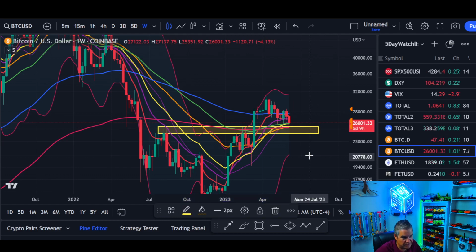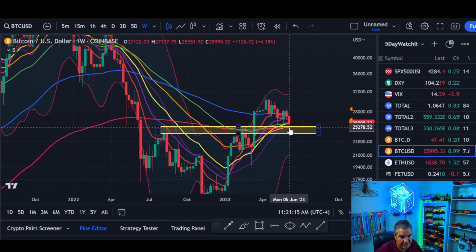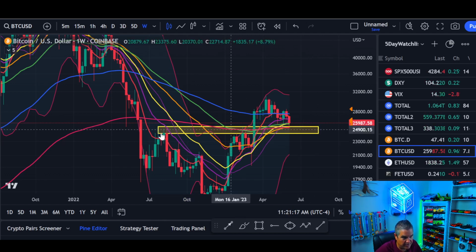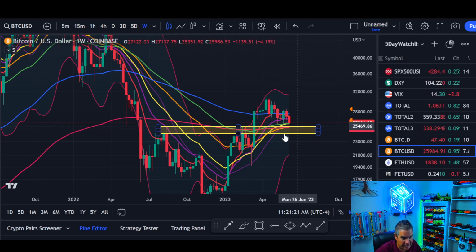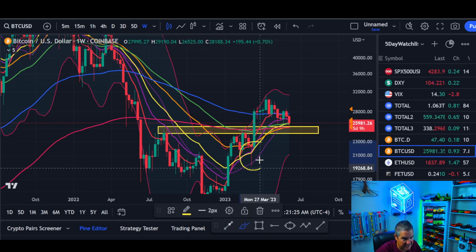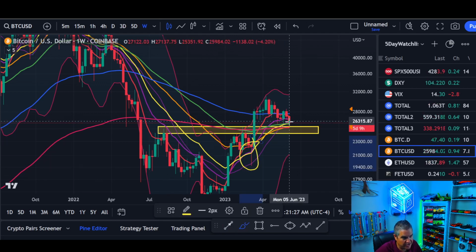So here's our support zone, right? Closing under the 200-week, time to pay attention to the bears a little bit, but as long as we're not closing back below these guys, right? We could expect a wick, right? Don't lose sight of something like this, right? If we wick down, it could still happen this week, could happen next week, but don't panic until we close, right?